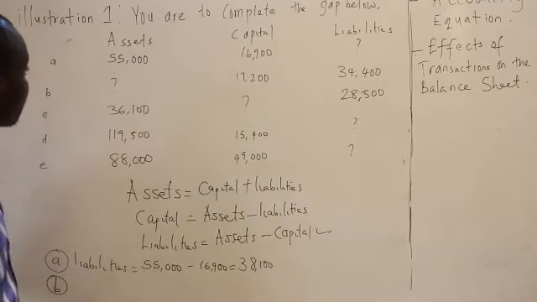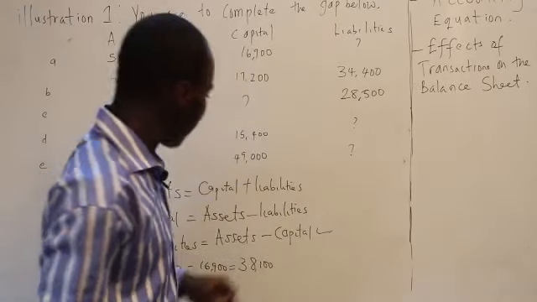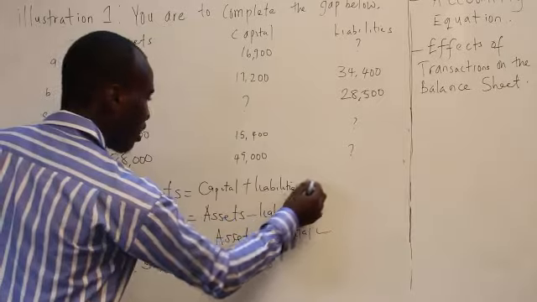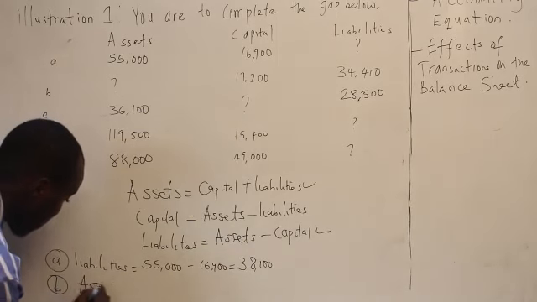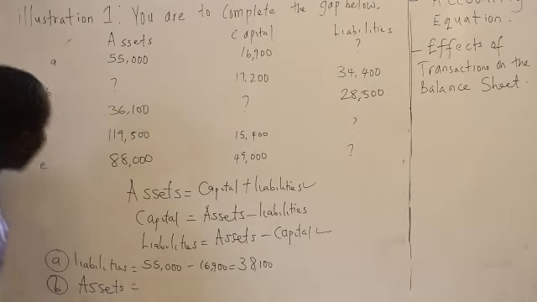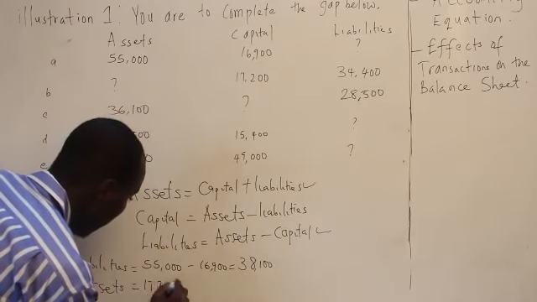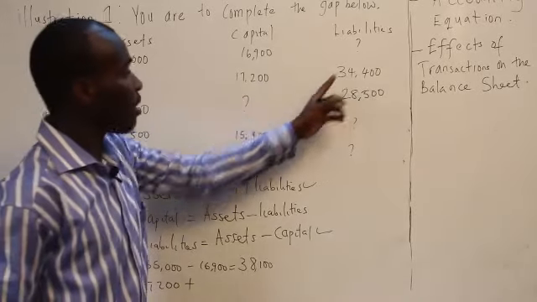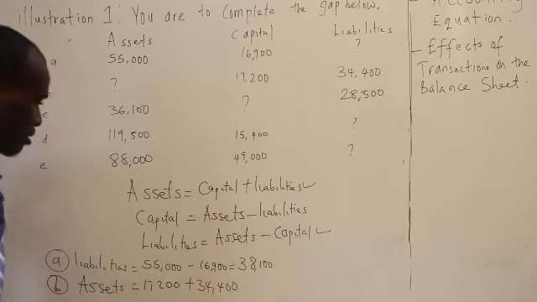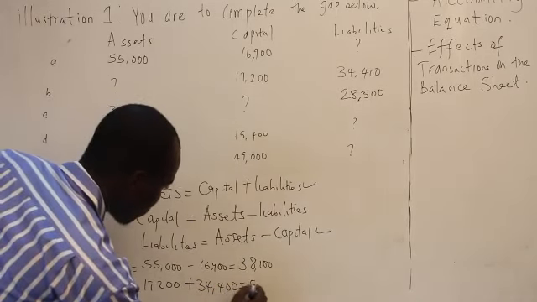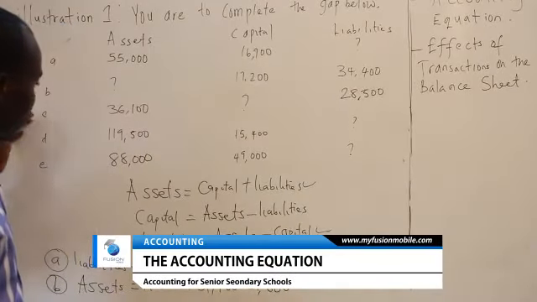B, we have to find the asset by giving the capital and liabilities. So generally, assets equal capital plus liabilities, 34,400, and then amount to 51,600. So you can do the rest yourself.